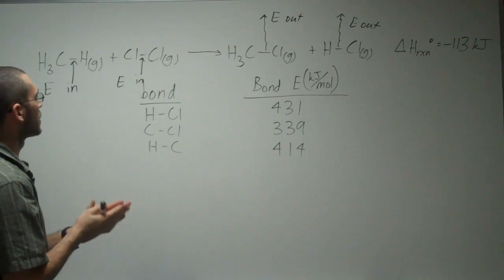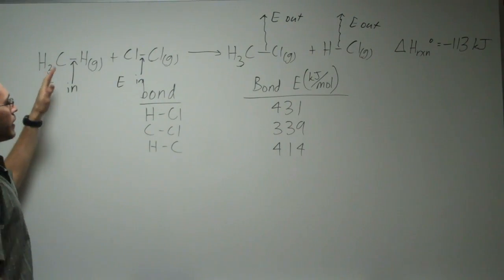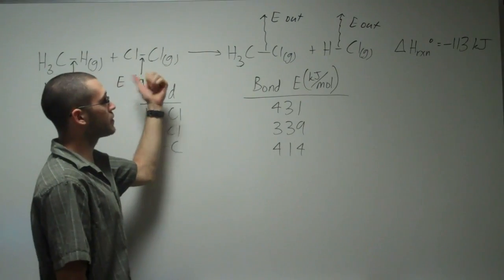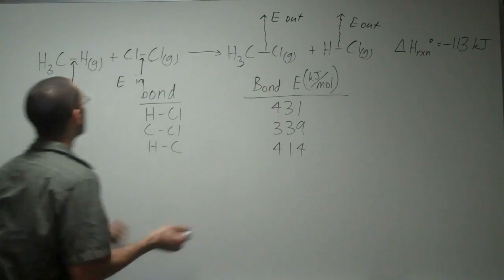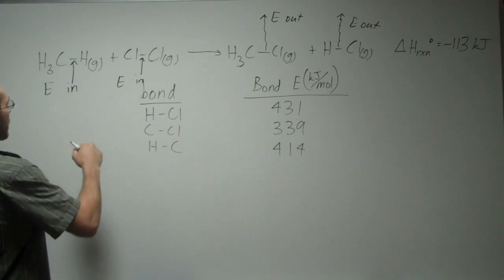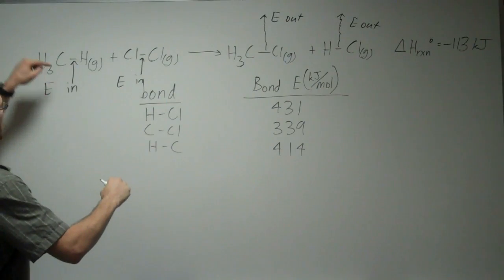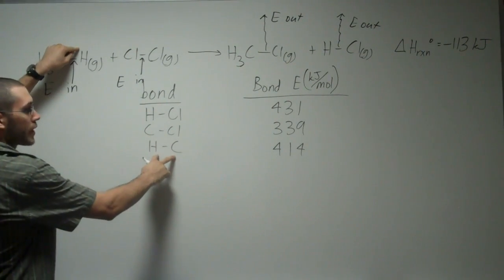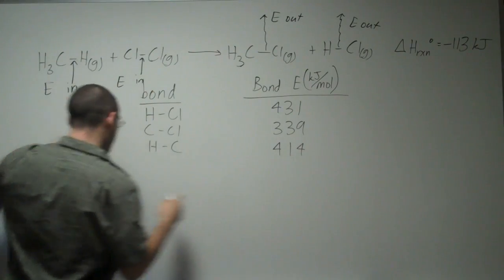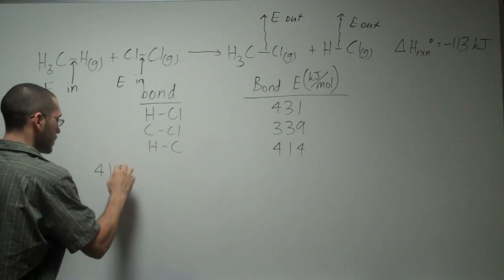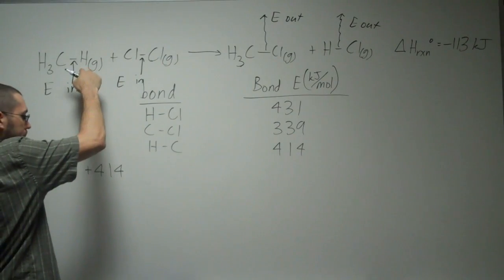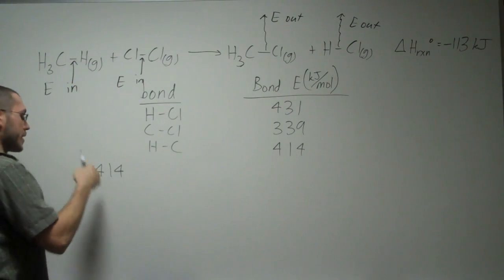How do we do this? We need to take into account all of the energies that were put into the system and taken out of the system. Here we go. What's the energy in? I need to look for a CH bond to break. So I had to put in 414 kilojoules into this bond in order to break it. So it's a positive because I'm putting energy in.